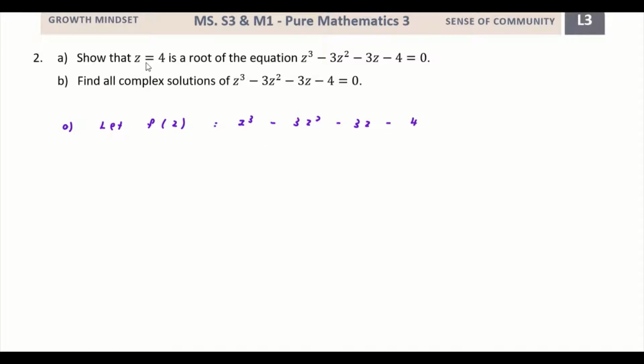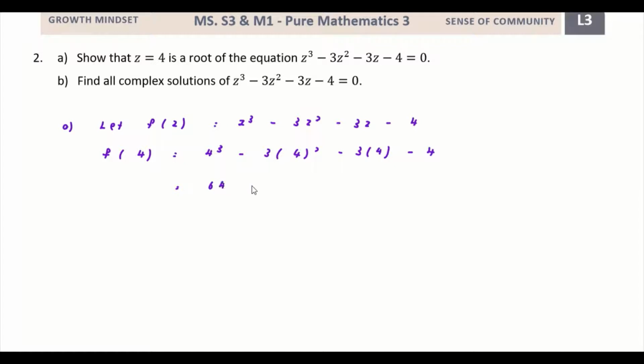If 4 is the root, which means that f(4) should equal 0. So you need to prove that when you substitute 4 into the places here, you are going to get 0. So 4 cubed minus 3(4 squared) minus 3(4) minus 4. Although you can straight away use your calculator to show that it's 0, the idea is you need to prove that it's 0. To avoid them thinking that you are just writing 0, at least try to do one or two more lines of working here.